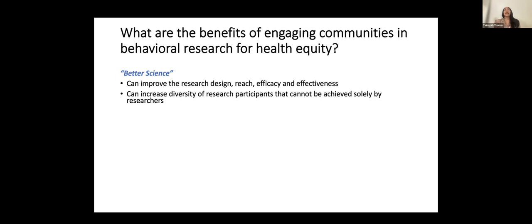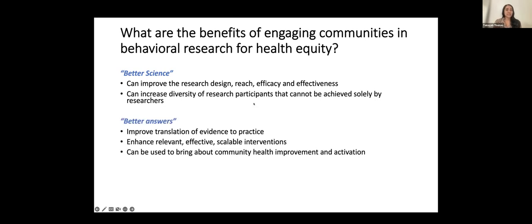And so thinking about how we can build better science by building better relationships. And then it gives you better answers. So it improves the translation of evidence to practice. It enhances relevant, effective, scalable interventions.